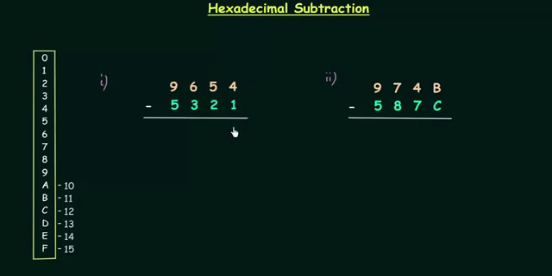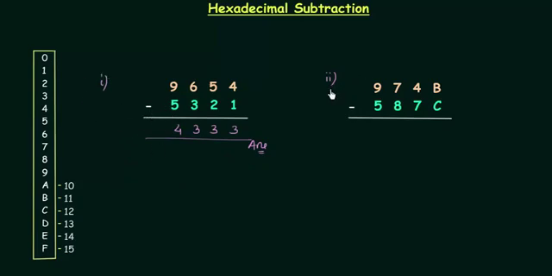4 minus 1 is 3. We don't have to take borrow from the next position because 4 is greater than 1. 5 is greater than 2 and 5 minus 2 is 3 again. 6 minus 3 is 3. 9 minus 5 is 4. So 4333 is the answer for our first example, and in this example there is no borrow involved.